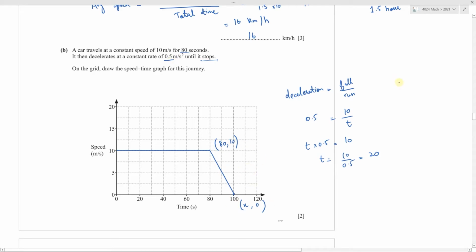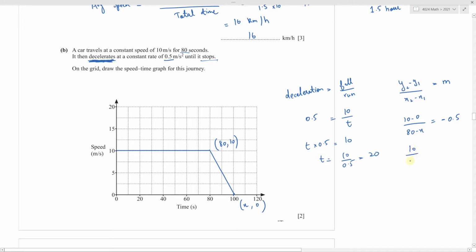So let's do that. y2 minus y1 over x2 minus x1 is the gradient. Let's call this m. So taking y2 as 10, 10 minus 0 over x2 is 80 minus x equals the gradient, which is 0.5, but you'll add a negative sign here because this is deceleration, and we know that deceleration is always a negative gradient. Now we can solve for x.